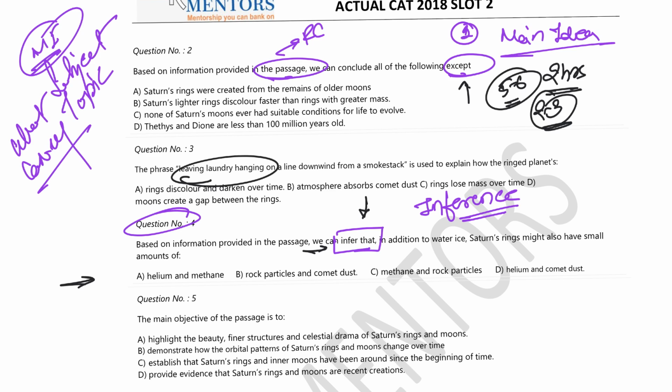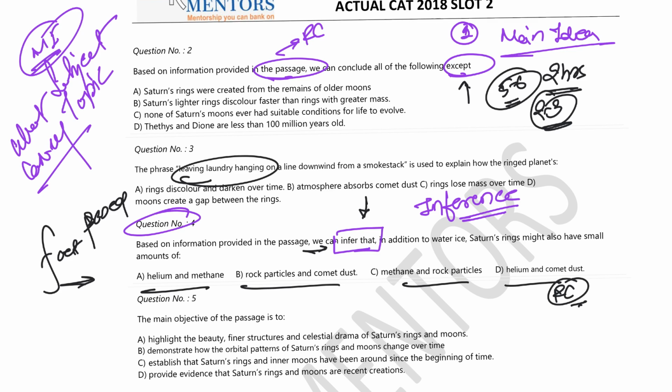Look at your options. Your options are actually fact based. You can read the RC. All these options you can directly get from your reading comprehension. So this is nowhere an inference based question.